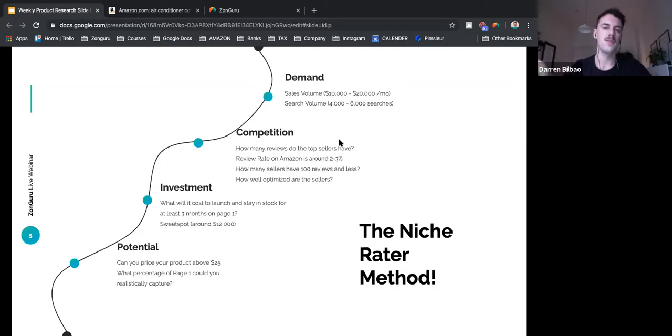If you're seeing lots of products on page one that are doing around $10,000 a month, that's a good indication that it's a niche worth getting into because it's got lots of demand. We want to be seeing search volume of around 4,000 to 6,000 searches per month for that keyword, which I'll show you in just a second as well.